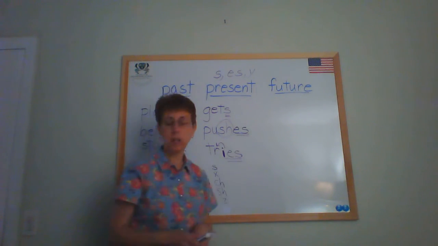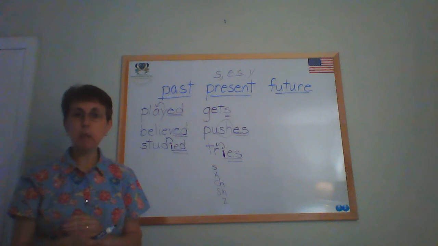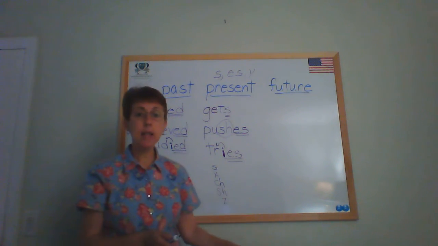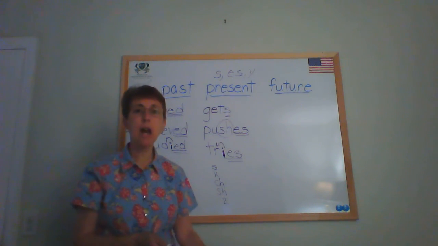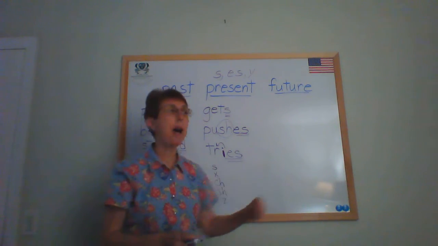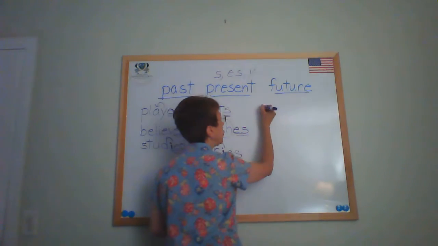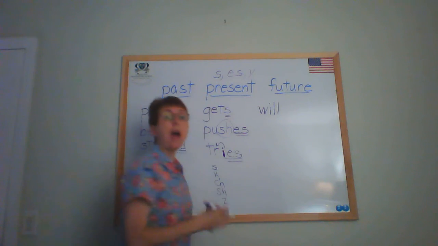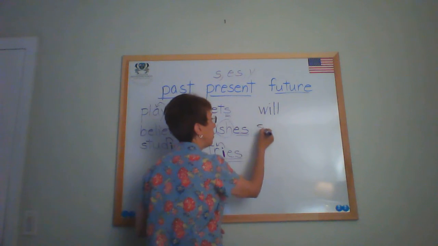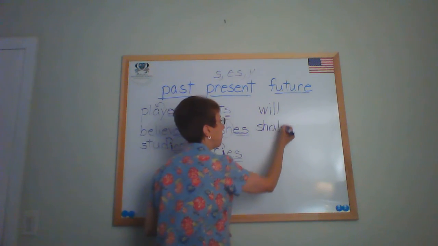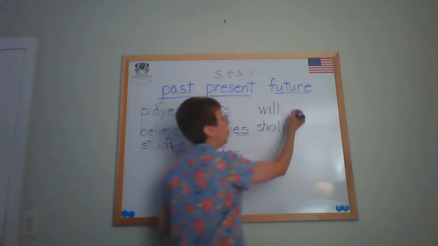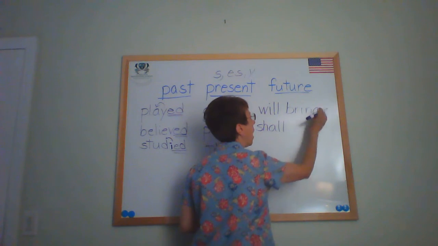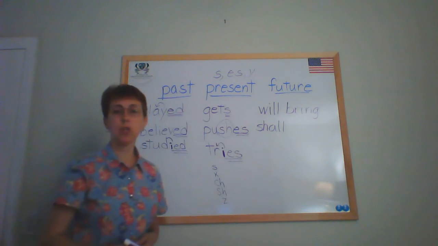Now, future tense really is nice and easy because all you need to remember is that future tense is something that hasn't happened yet. It's not happening now, but it will happen. And remember that in future tense, you always are going to use will. And the other word you can use if you're not using will is shall. Okay? I will bring your lunch to school.